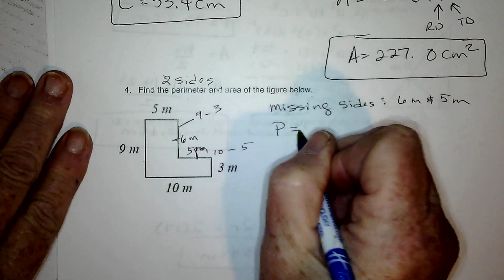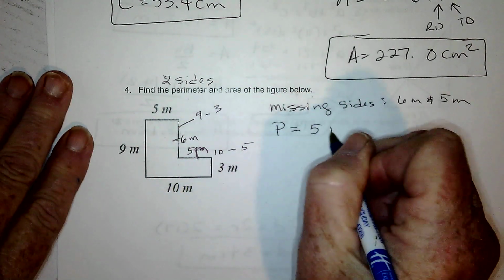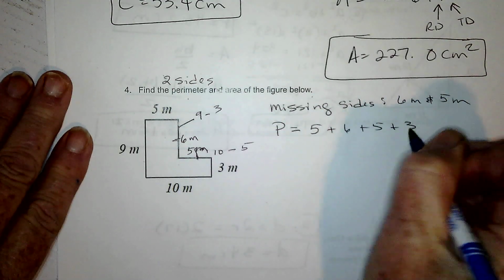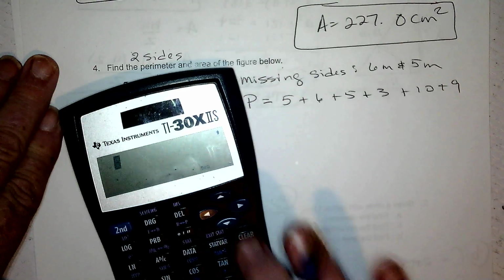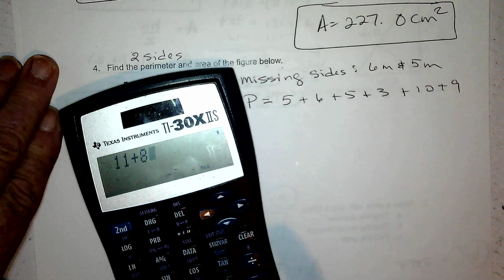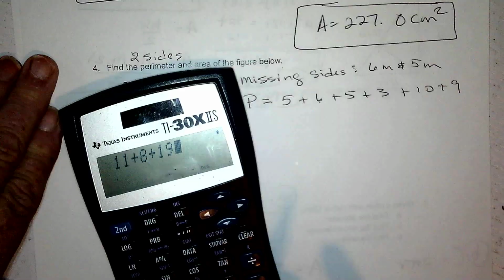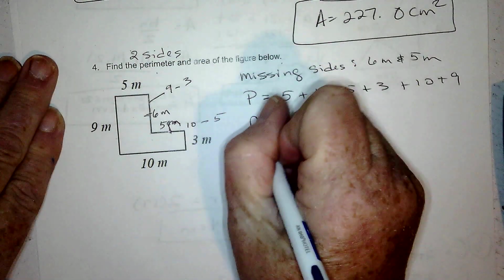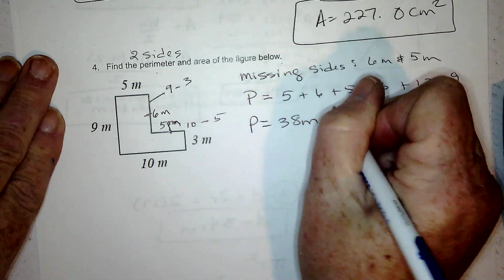The perimeter is going to be add up all the sides, so 5 plus 6 plus 5 plus 3 plus 10 plus 9. So that is 38. And again, meters.